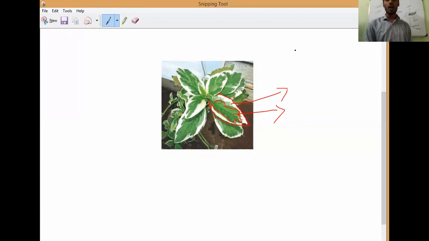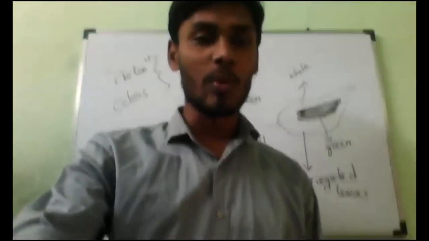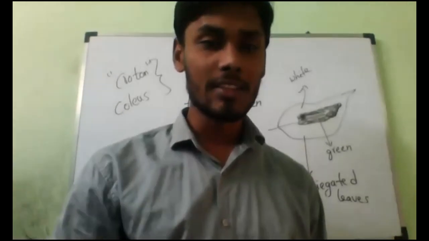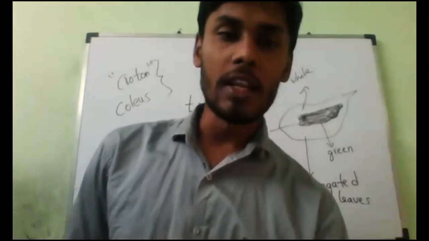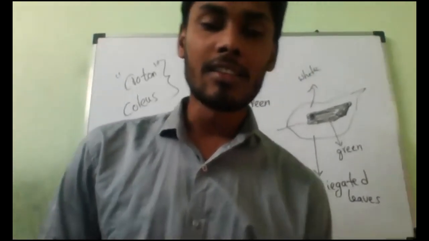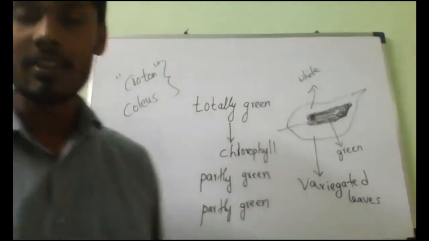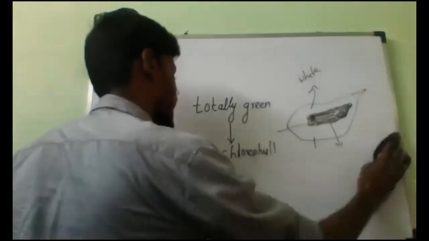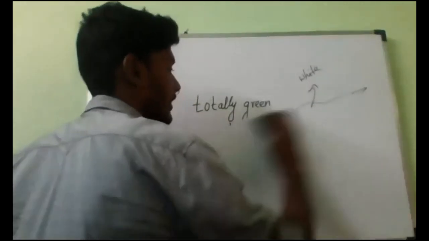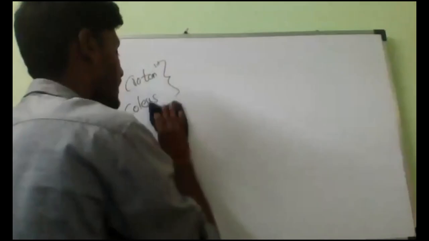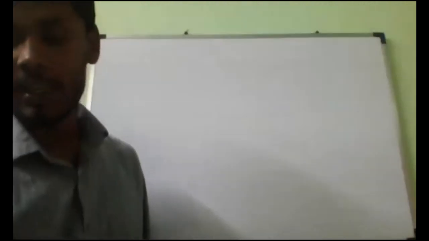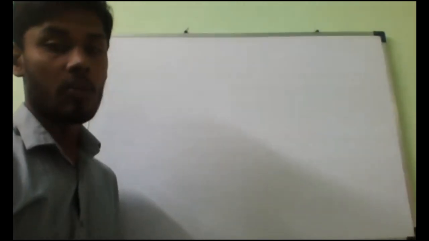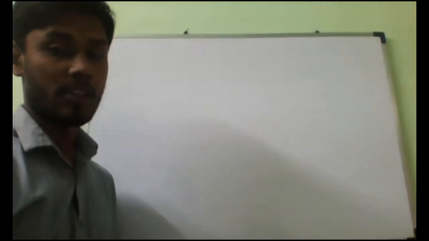What are we going to prove? Chlorophyll is necessary for photosynthesis. For that purpose, I will take a potted plant, a potted variegated plant. Understand? But before that, all of you write the definition.